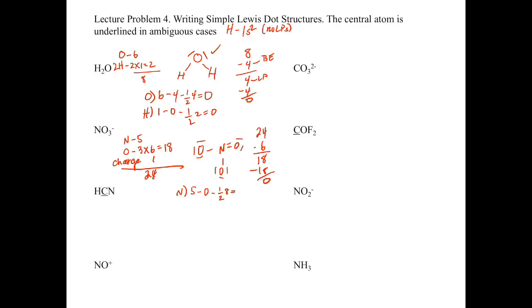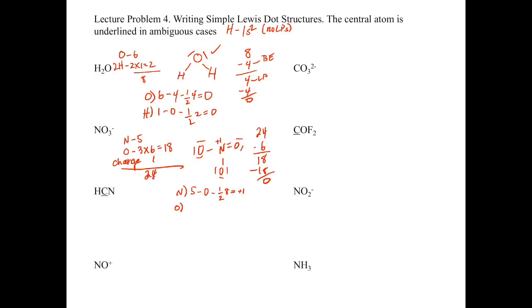Each of these bonds has 2 electrons in it, and there are a total of 4 bonds. So we have 5 minus 1/2 of 8. That's going to be 4. So this is going to give us a +1 charge. So we get a +1 formal charge on the nitrogen.